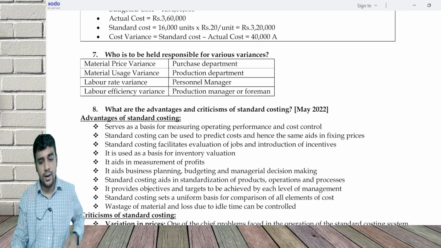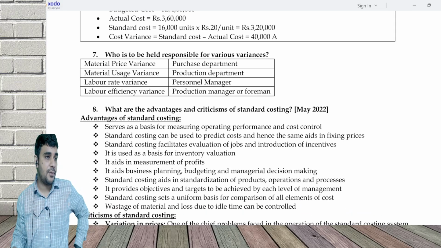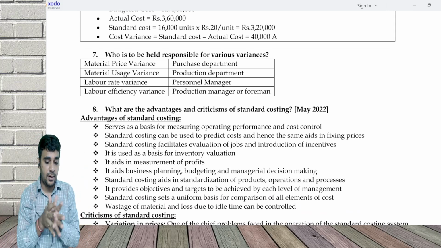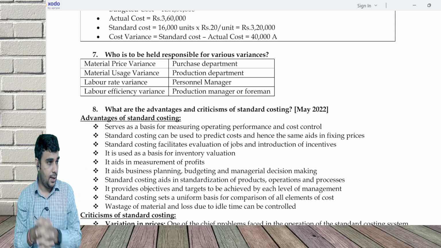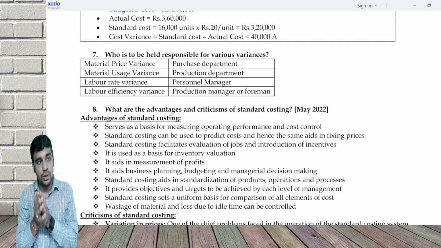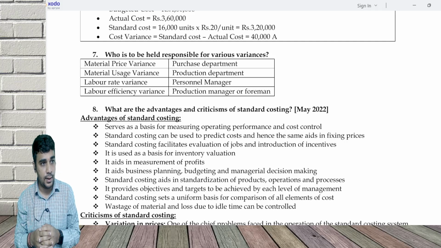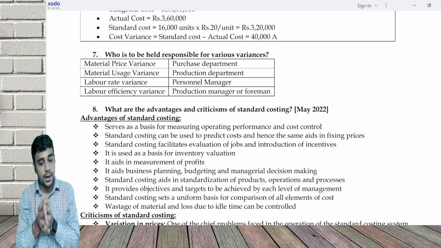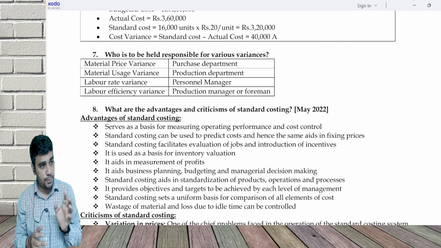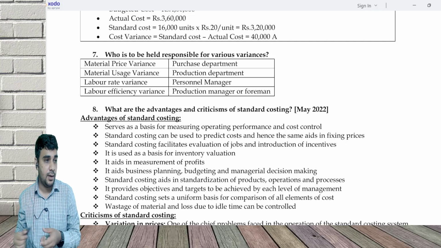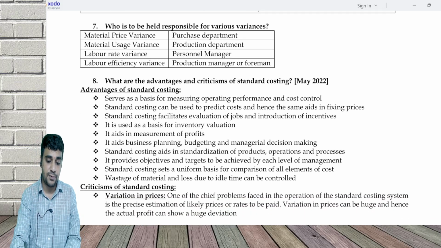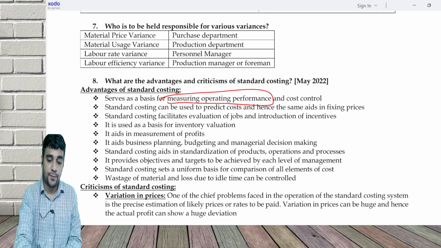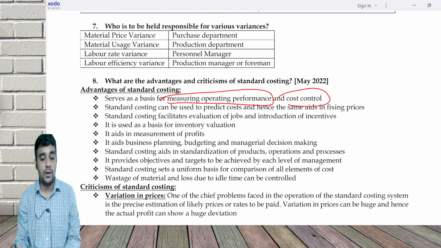Next, what are the advantages and criticism of standard costing? Standard costing, we have learned a lot of things, so there are many advantages. One, it gives you a warning sign as to what is going wrong. It gives you guidance as to how you can proceed ahead. It is also helpful in measuring performance and cost control. So it serves as a basis for measuring operating performance and cost control.